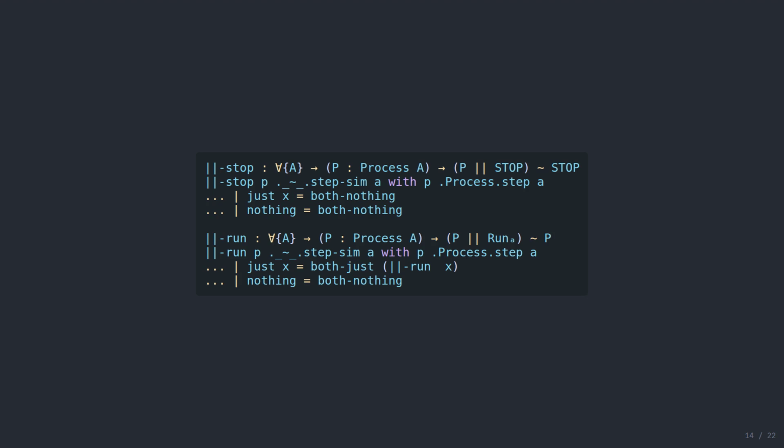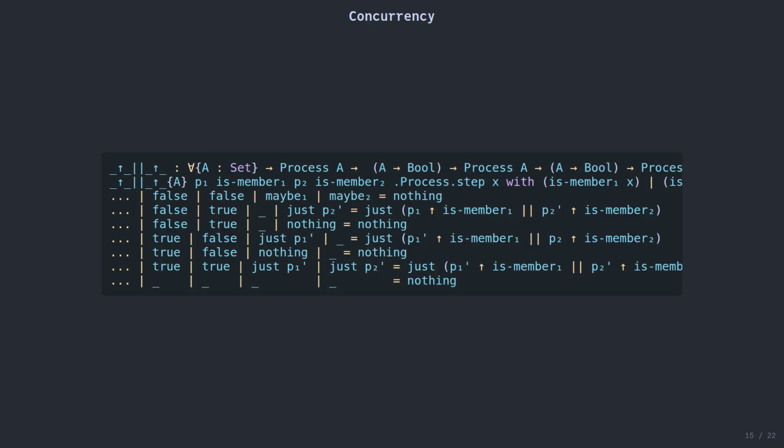The second lemma shows that run acts as an identity element. Run is always willing to perform any event, so it never restricts the behavior of the other process. When we interact a process with run, we get back the original process. Together, these laws give us the familiar shape of a parallel operator with a bottom element, stop, and a neutral element, run. Let us now move to a more general form of interaction and talk about true concurrency.